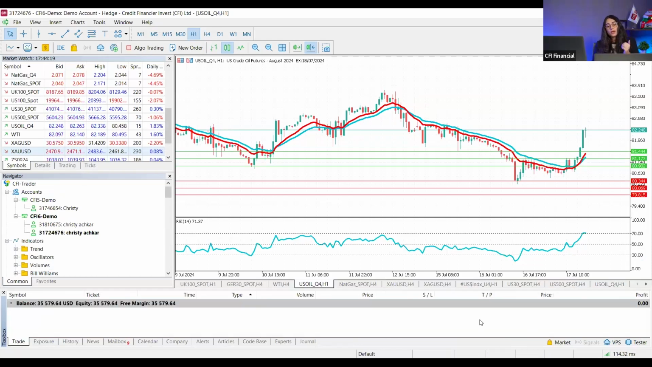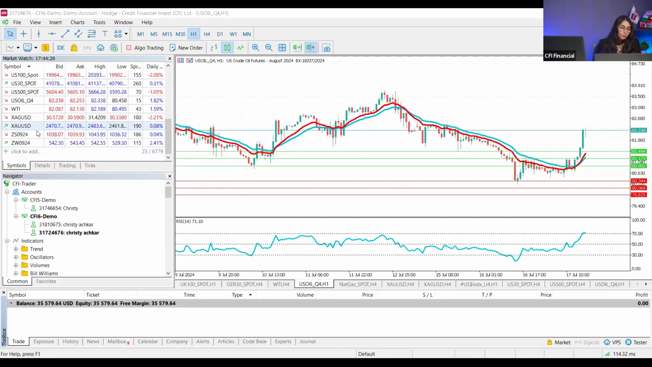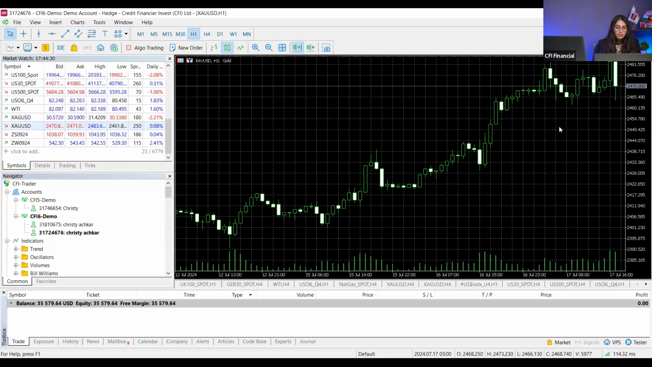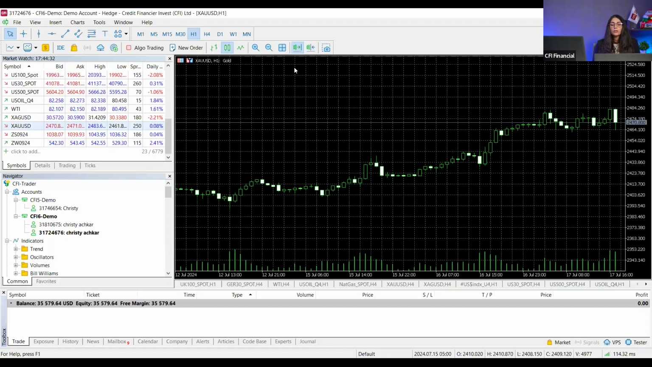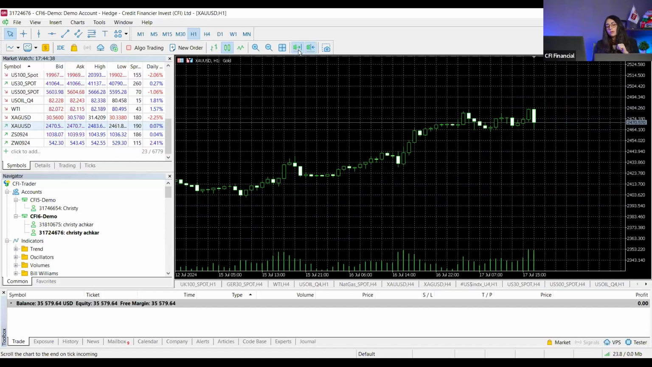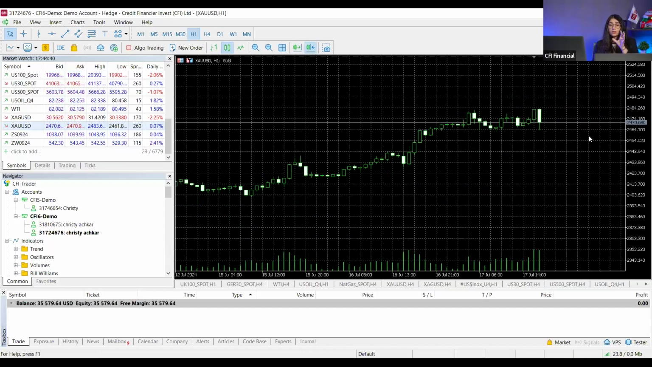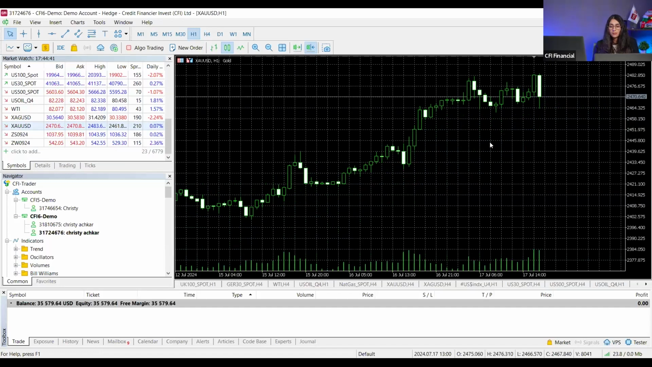So we're going to move now to the chart. Once you open your MT5 platform, your chart is going to look like this. As you can see, the left side is in blue. The first thing that you need to do is click on the right side. We fix the price thing.